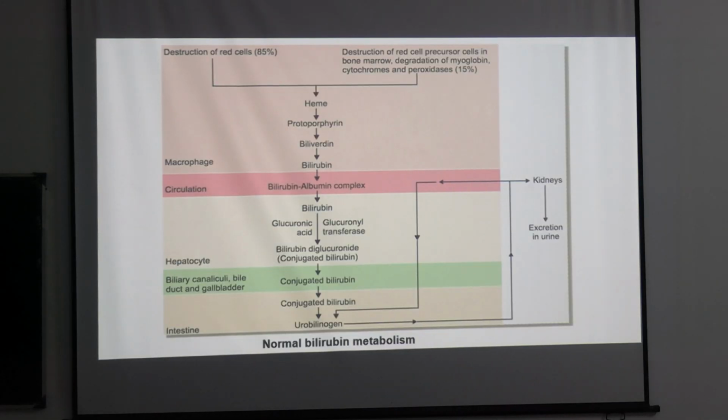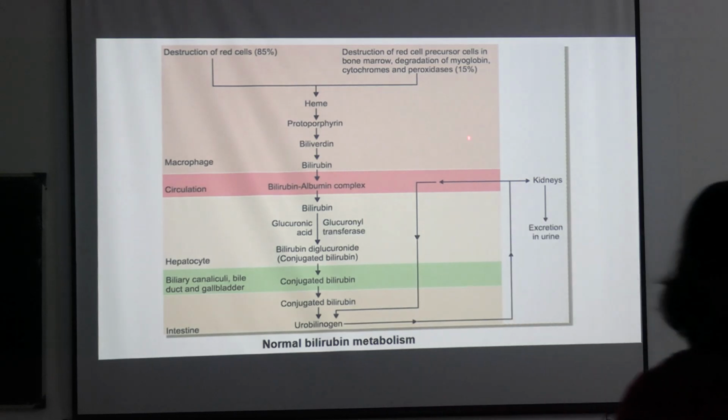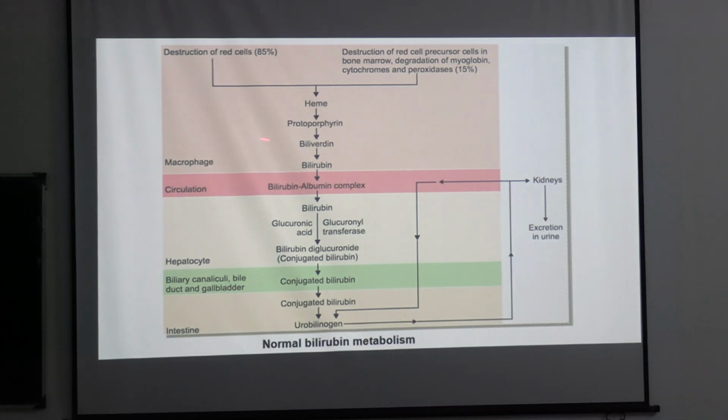How is bilirubin produced? First, destruction of red cells. So RBC destruction, heme, from heme, protoporphyrin, then biliverdin, then bilirubin. This process occurs in macrophages. Then in circulation, bilirubin-albumin complex.